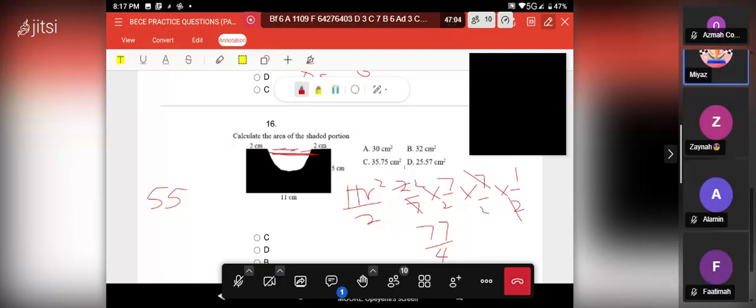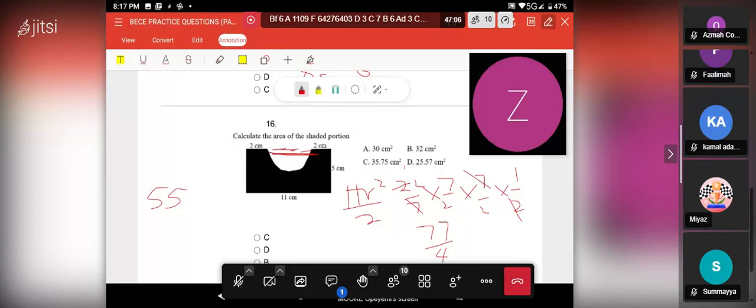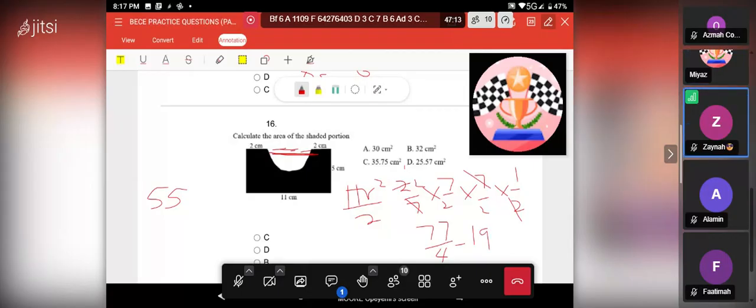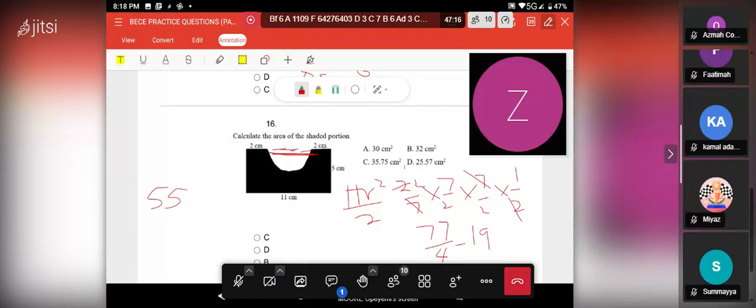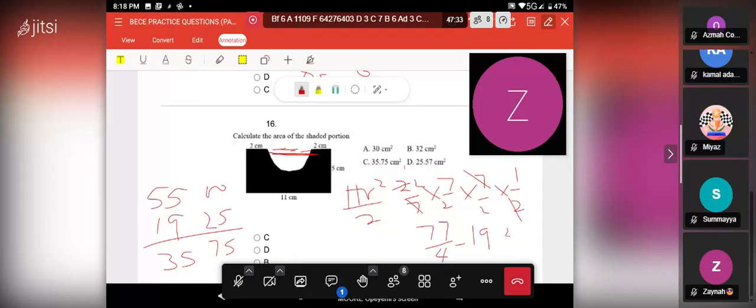That is going to be 19.25. Thank you. So 55 minus 19.25. This is 0.00. This is 0.75. 14 minus this one will give us 5, and the answer is going to be what? 35.75. Do you understand what I did?